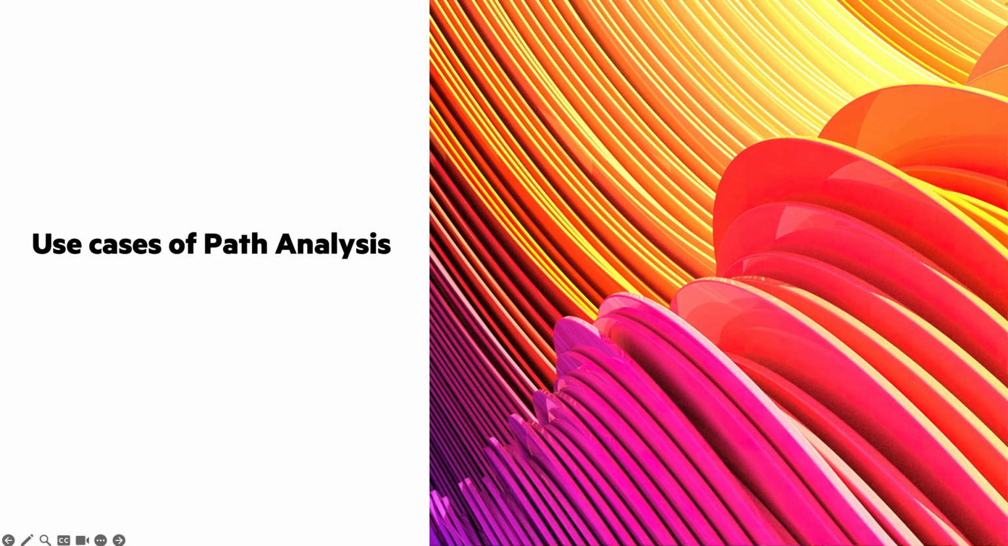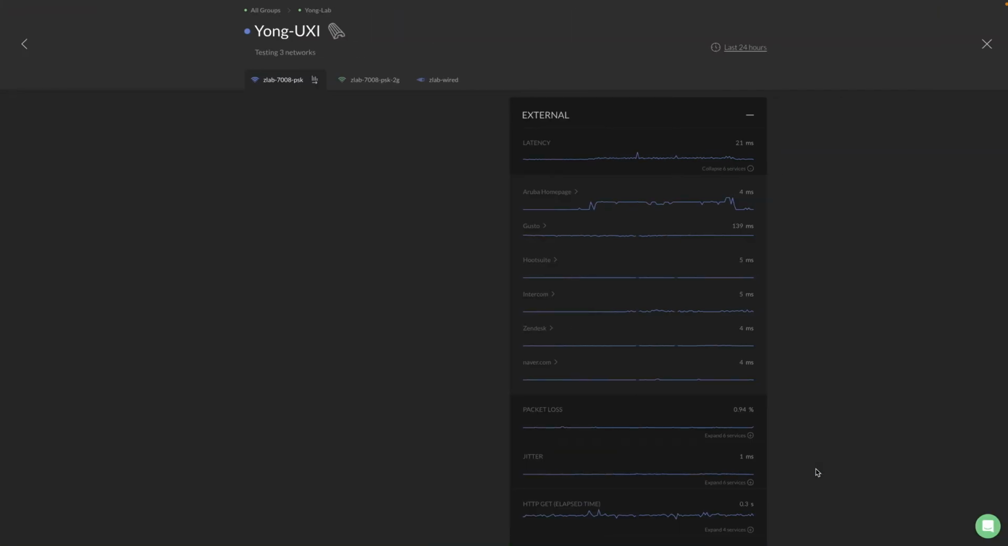Let's take a look at use cases of path analysis. In this dashboard, I have my sensor testing one of my wireless networks, and it's actually running an arubanetworks.com homepage website test, and it is giving me latency of 4 milliseconds around 18:40, but it suddenly spiked around 19:00 to 137, which is like a 10x spike, right? And now I want to identify what exactly happened during this time, because the latency value spiked, right?